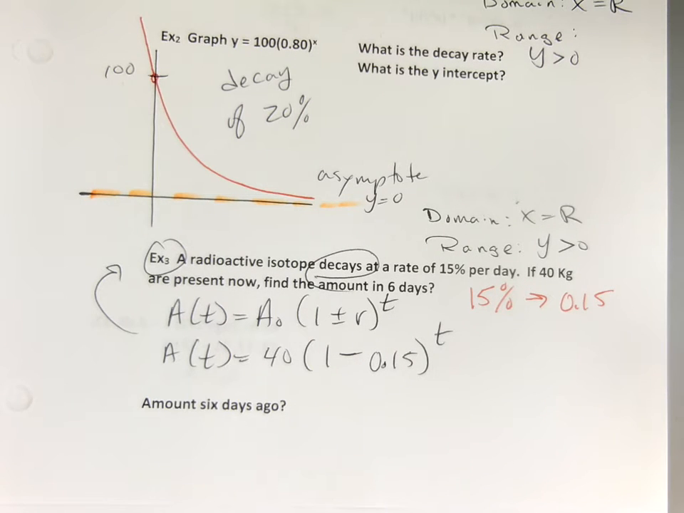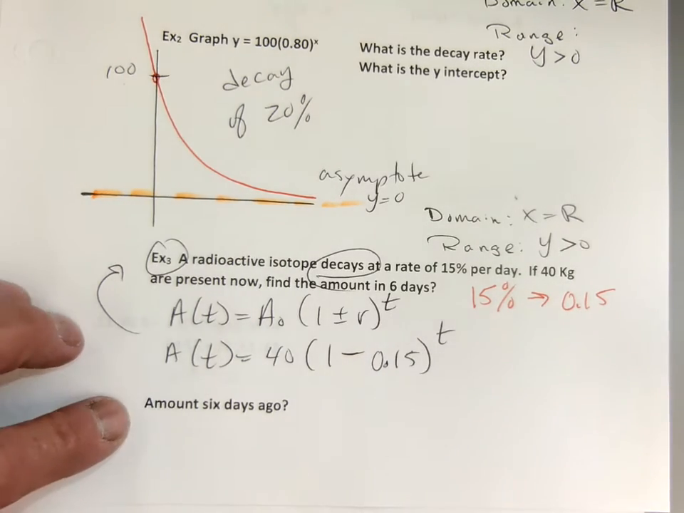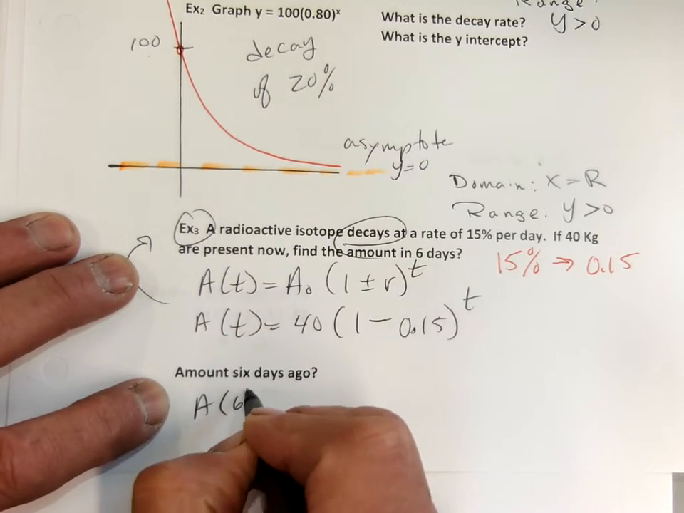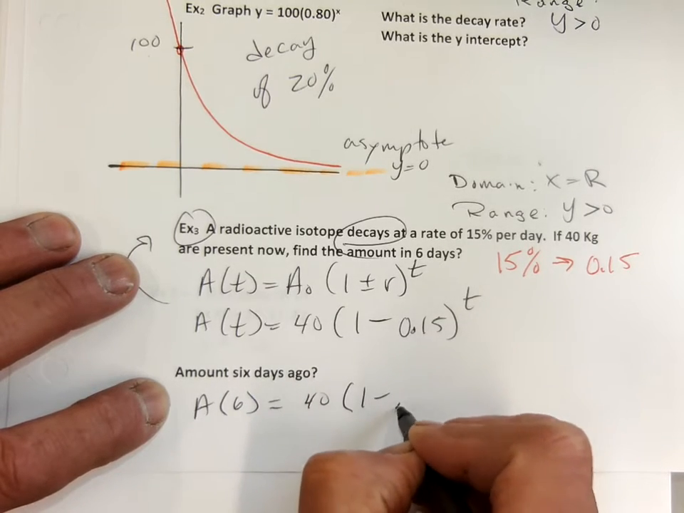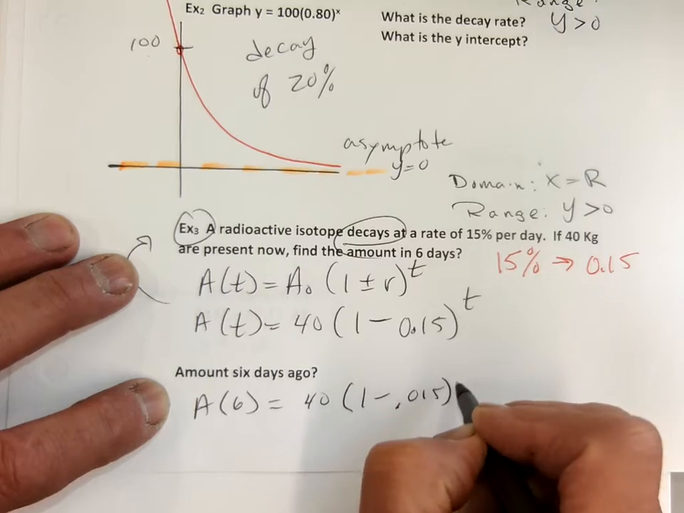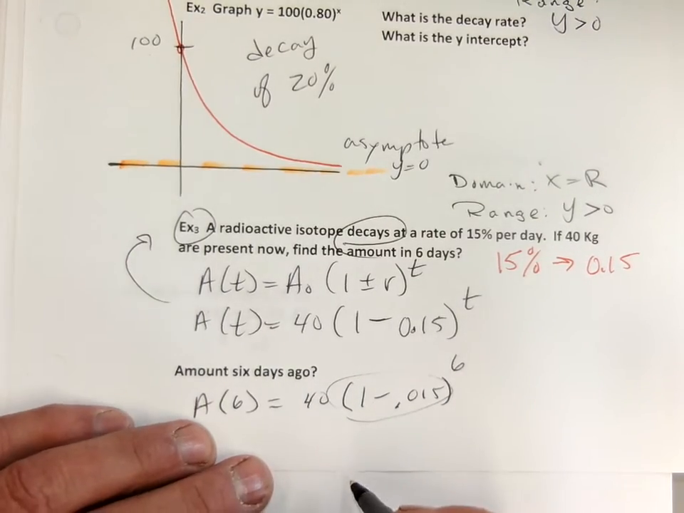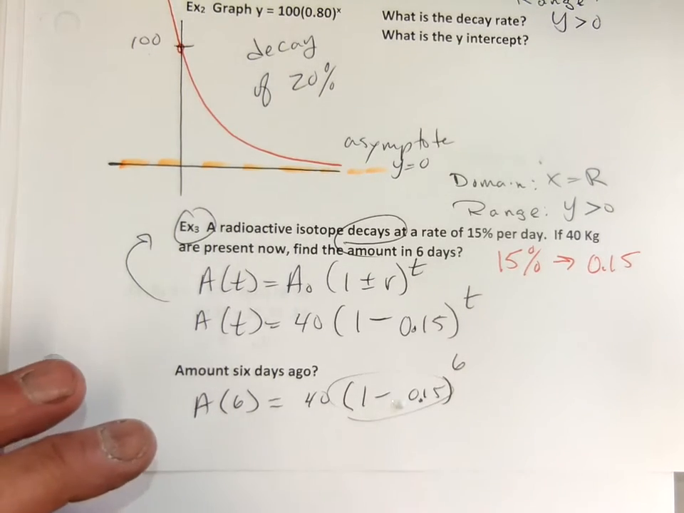Right? Now, let's keep going with this. Let's use our formula. So we want to know how much is left in 6 days. So we'll go A of 6. Amount after 6 is equal to 40 times 1 minus 0.015 to the 6th power. And of course, you can make that 0.85 if you want to. Is that 0.1? Oh my gosh. Yes, thank you, Ellie. I'm so glad you're here. Between you and Lauren, you guys catch all my dumb mistakes. Thank you.